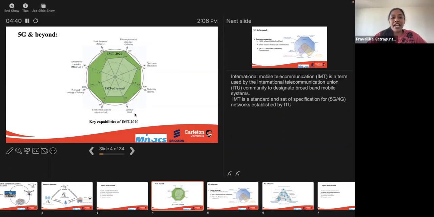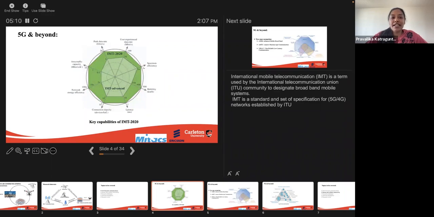Here we have 8 key capabilities mentioned in this figure. These 8 key capabilities are the standard and set of specifications for 4G and 5G networks. Here we can see the peak data rate and user experience data rate. So what is a data rate? Data rate, in general terms, is the amount of data transferred from one device to another device in a network per second.